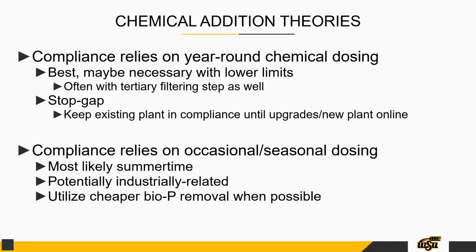What I think we'll end up seeing, as long as total phosphorus limits are around that 1 milligram per liter, is that most facilities are going to have some sort of dosing infrastructure put in, but they won't use it most of the time or use it only half the time. Most likely for plants based on how they've been performing here in Kansas, this is going to be the summertime. We tend to see higher phosphorus discharges then.